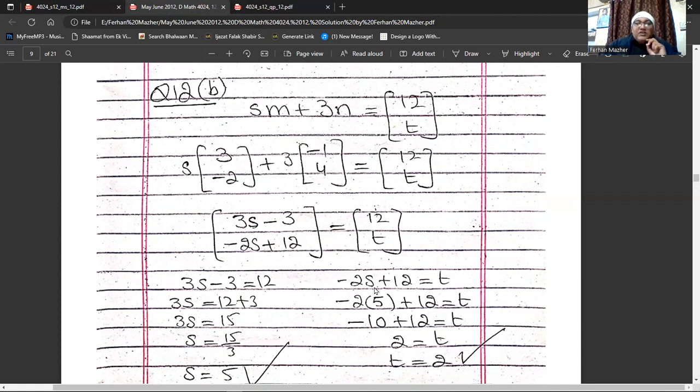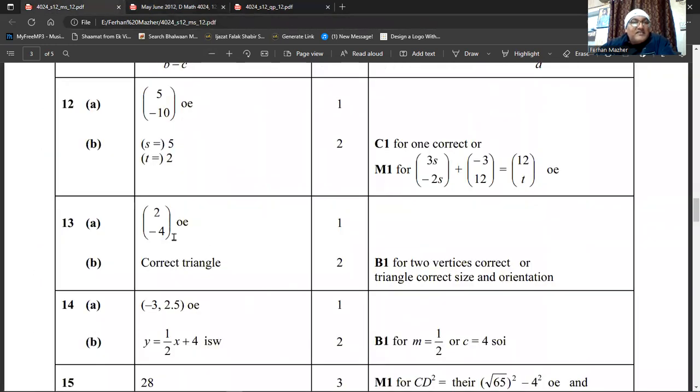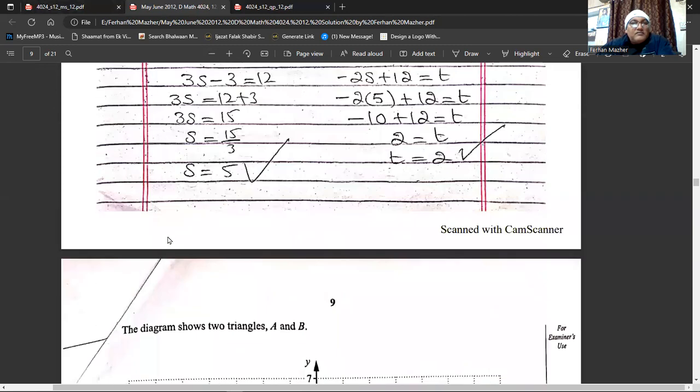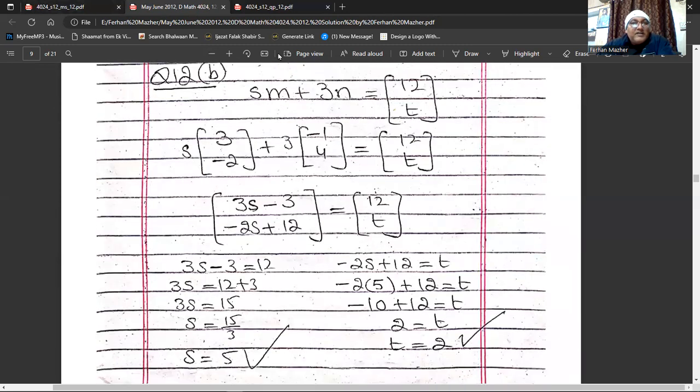In the same way, compare the lower thing: -2S plus 12 is equal to T. In place of S, put this value 5. So -2 into 5 plus 12 is equal to T. -10 plus 12 is equal to T. So 2 is equal to T, which means T is equal to 2. So the S value is 5 and the T value is 2. Let's check. S is 5 and T is 2, so our answer is right. So this is the B part.